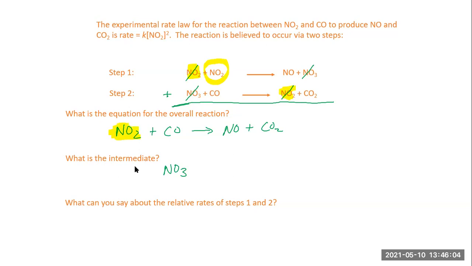And remember that the definition of an intermediate is something that's created early on in the mechanism, but gets completely used up by the time the reaction is done and really should not appear in the overall reaction. So here, because NO2 does appear in the overall reaction, some of it gets used up in this mechanism, but not all of it. So NO2 here would not be considered an intermediate. Any questions on that there?